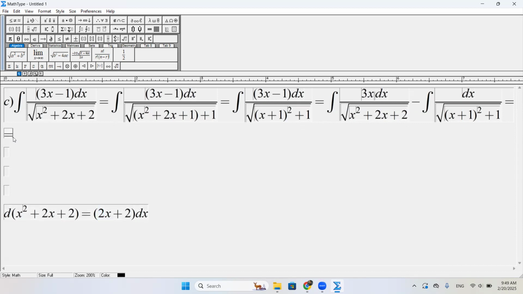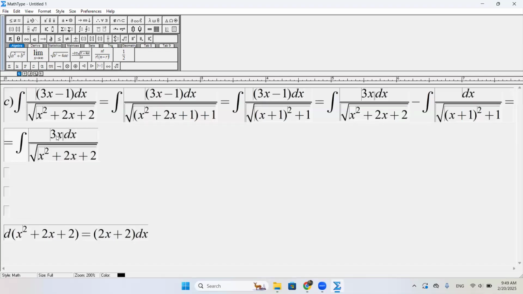So first of all, let's move 3 out of the integral sign, and let's divide it by 2. So step by step, 2x dx, and also let's add 2 and subtract 2, and also let me not lose this fraction, this integral.